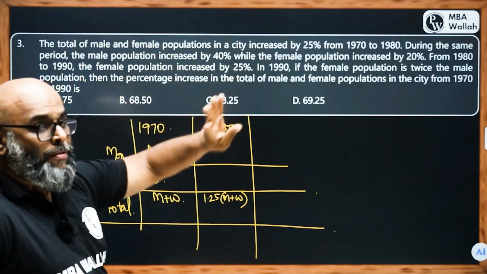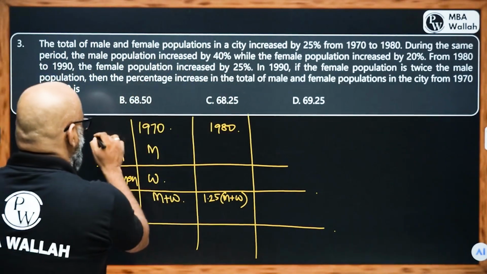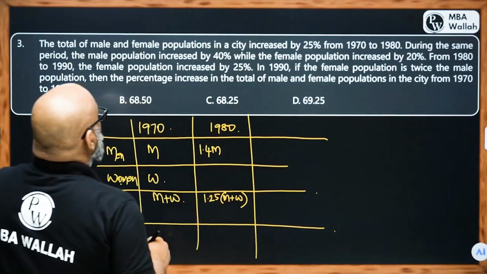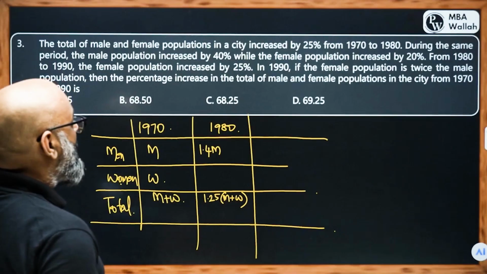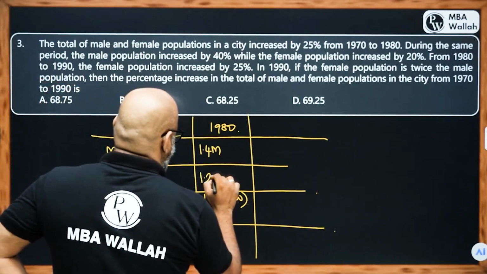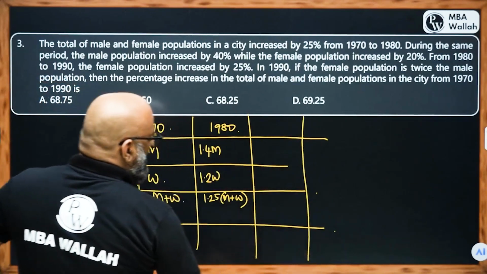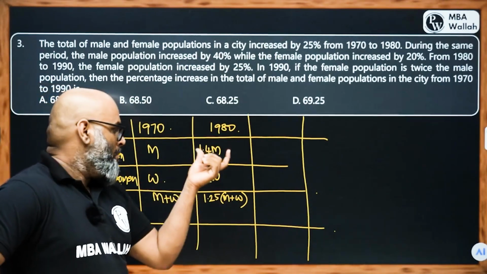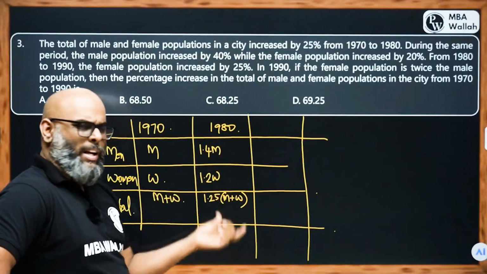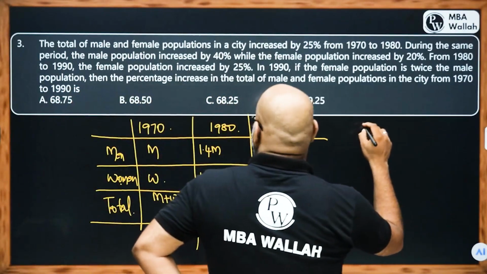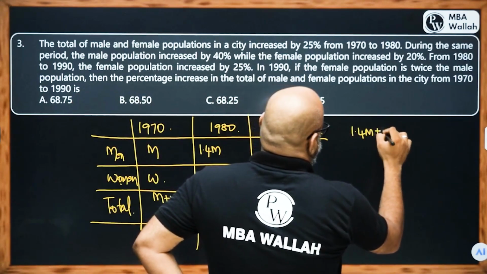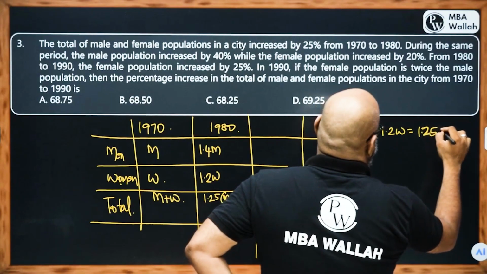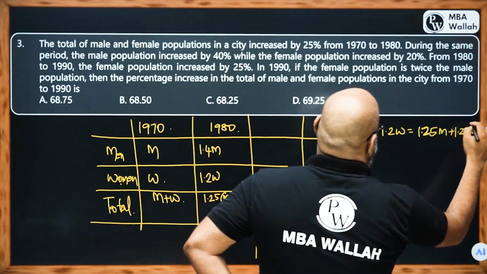The male population increased by 40%. So whatever men we had went up by 40%, 1.4 M. The female population went up by 20%, 1.2 W. From here I can understand that 1.4 M plus 1.2 W is equal to this. Male plus female population is the total population, so we can equate this. I'm going to write 1.4 M plus 1.2 W is equal to 1.25 M plus 1.25 W.